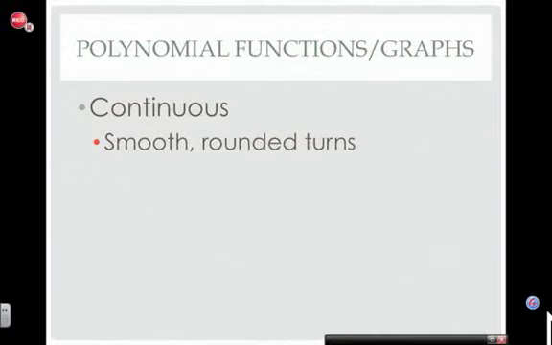So the polynomial functions, the graphs of polynomial functions, there's one big word that goes with this, and that is the word, oh good, I'm pretty sure every single one of you said continuous, right? The continuous word meaning it is smooth, has rounded turns, and by rounded turns that means there's no corners, so there's no sharp turns on any polynomial function. So I don't ever want to see a sharp turn on any of your sketches of graphs. And there's also no breaks.